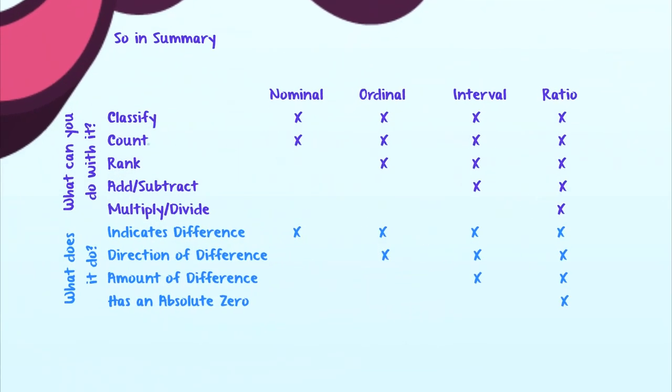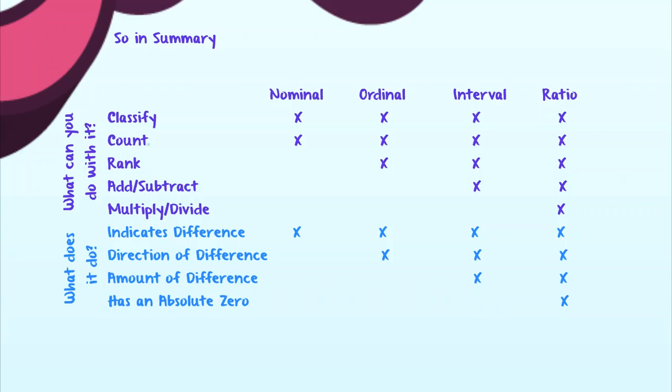So, in summary, this is a graph, if you will, of what these different levels of measurement can do. Nominal can classify and count, and it can also indicate differences. Ordinal can classify, count, and rank, and it indicates differences and the direction of difference. Interval classifies, counts, ranks, and you can add and subtract. And it can indicate differences, direction of difference, amount of difference. And finally, ratio data does it all.